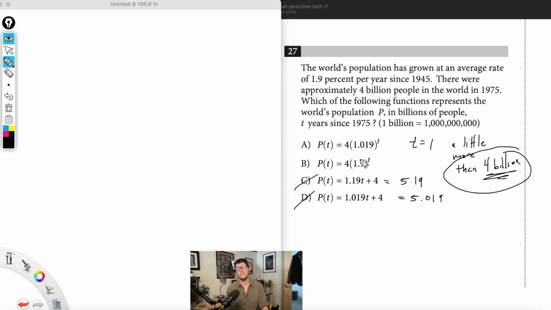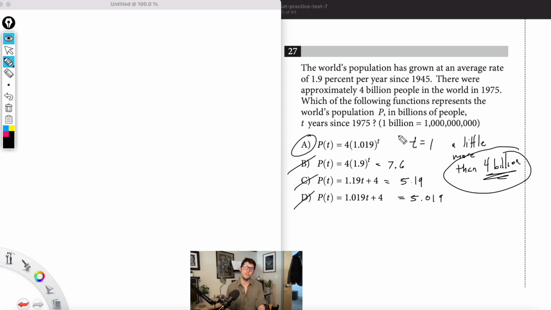Similarly with B, if T equals 1, you're going to get close to 8, right? I think it's 7.6, if I'm not mistaken. I totally could be mistaken. But I think that's 7.6 billion people. That's a huge amount of growth. Answer choice A is correct.